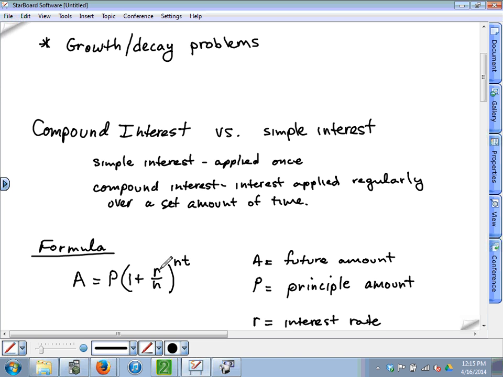This is 1 plus r. This is an r divided by n. What's an n? This is an n down here. And this is an exponent of n times t.